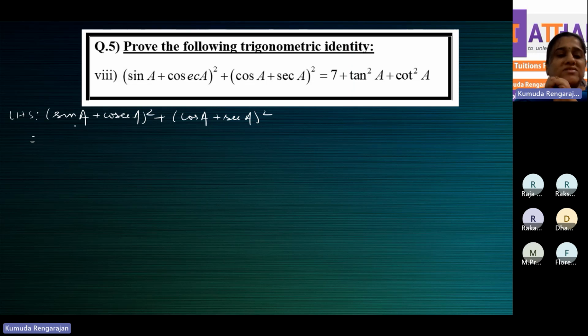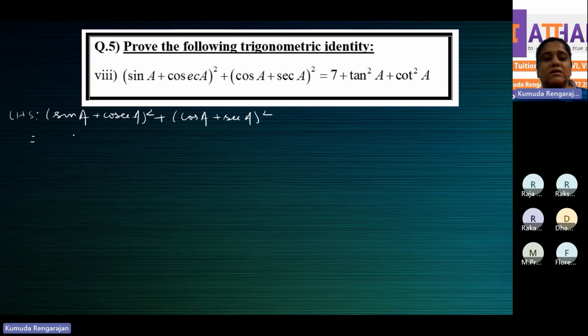When you expand, what will you get? What is sin A plus cosecant A the whole square? Sin square A plus cosecant square A plus 2 sin A cosecant A. In the RHS we have tan square A and cot square A. Here you will get cosecant square A, and cosecant square A and cot square A are related through an identity. So even if you don't change, it will still help you get the RHS.